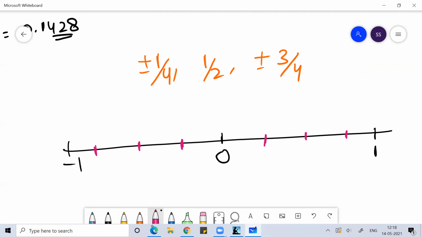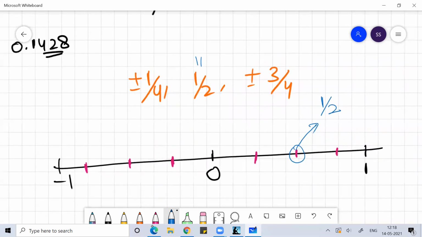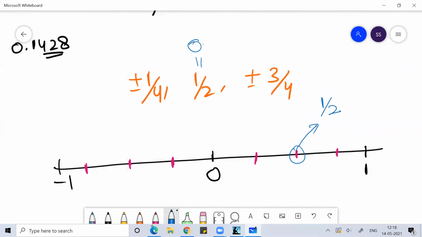Once you divide it into 4 parts, what is plus 1 by 2? So this will be plus 1 by 2. 1 by 2 is what? 0.5. Yes sir, this is 0.5. So this is plus 1 by 2. 1 by 2 you can also write as 2 by 4.